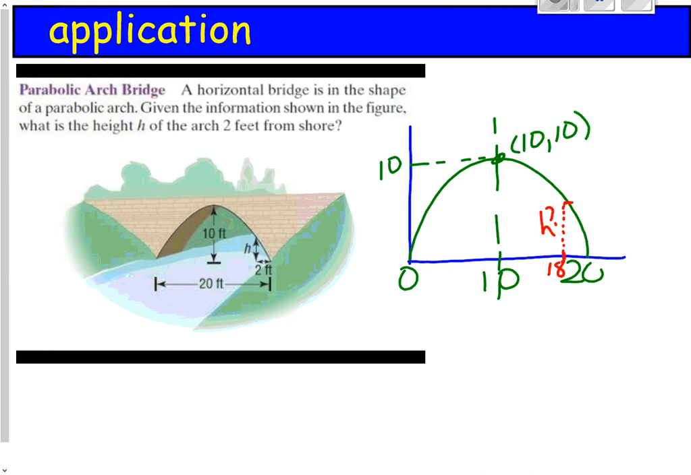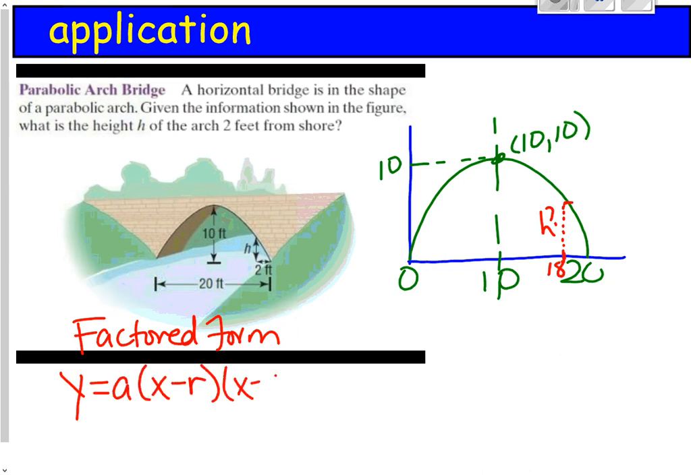So I would say, let's go ahead. We've been doing so much with factored form. Let's keep with that. So let's do factored form. But if you want to put this in vertex form, you certainly could. And factored form, we know, x minus r, x minus s looks like this. So my first x-intercept is here at 0.